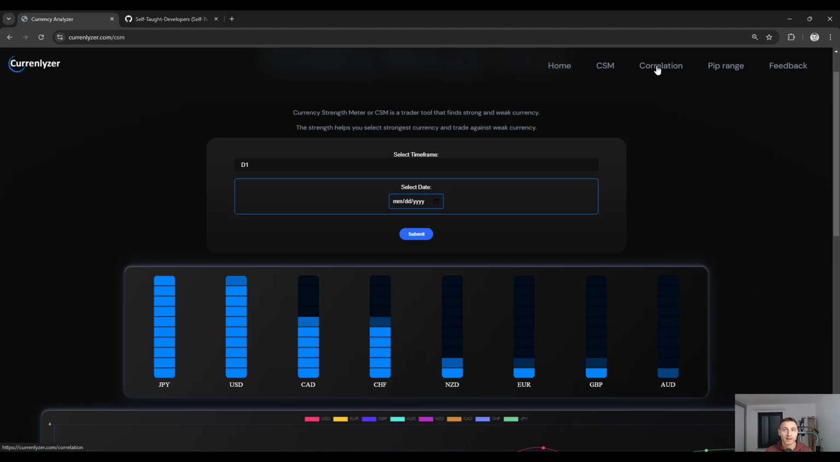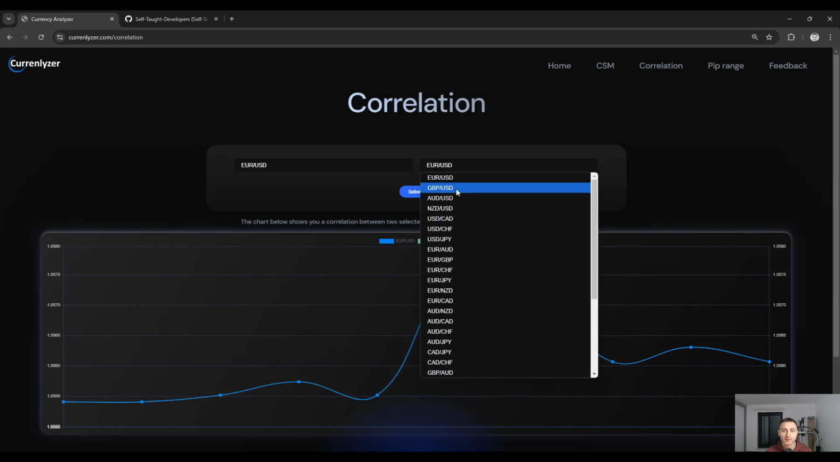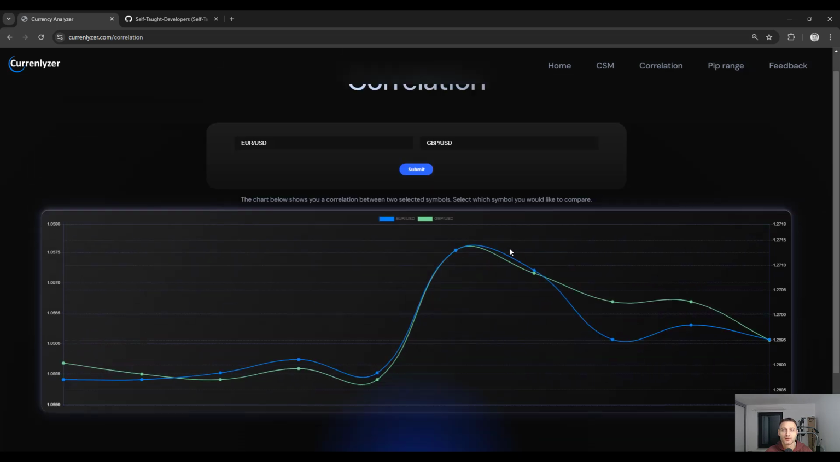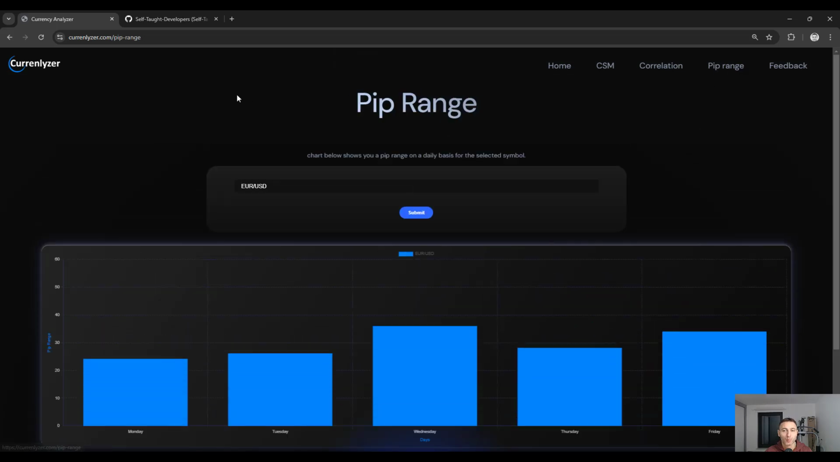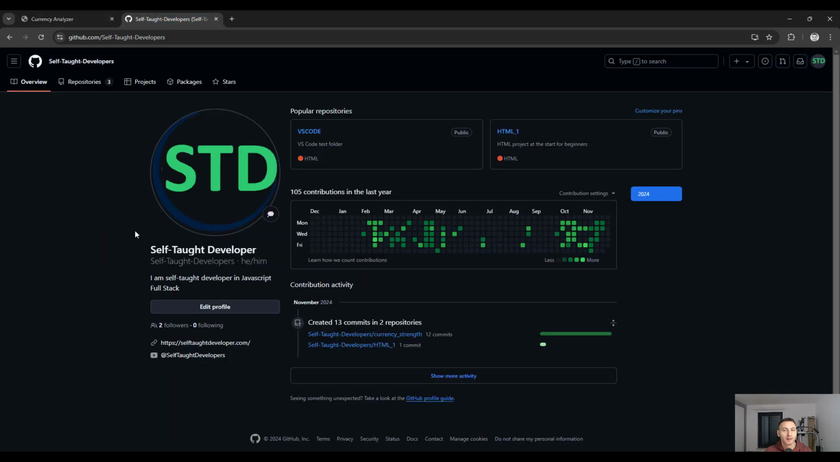Then you have a correlation link where you can select two currencies, for example GBP, USD, and you can see how the price moves compare to each other. And then you have a pip range, which is information about the average pip range per day for a certain symbol. Now if you take a look inside GitHub, you will see that I have not worked on the code in the last 1.5 weeks.